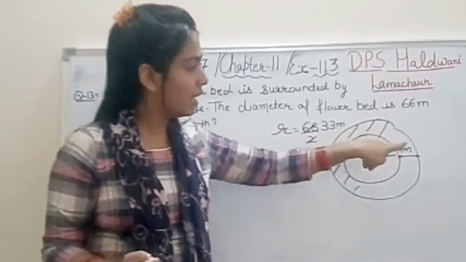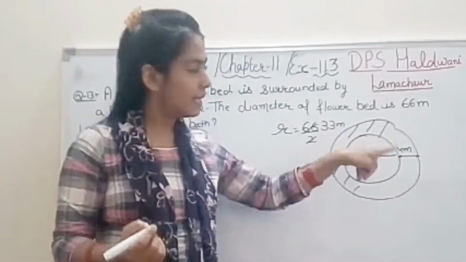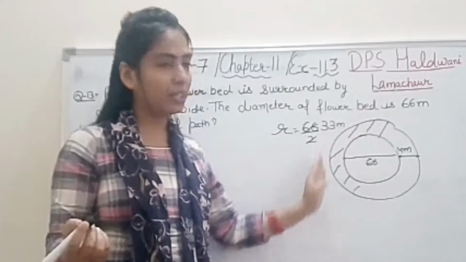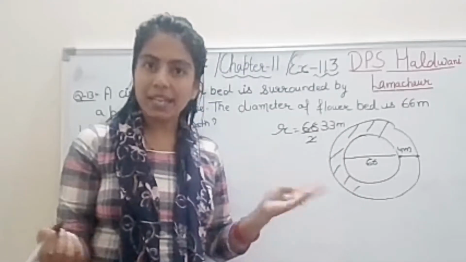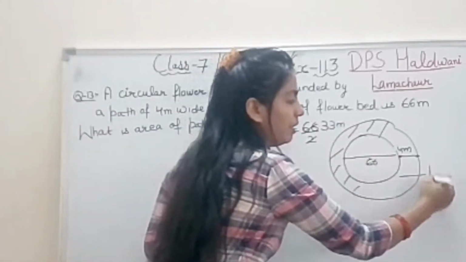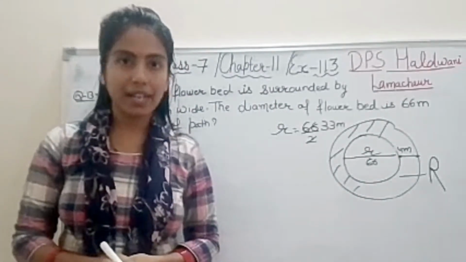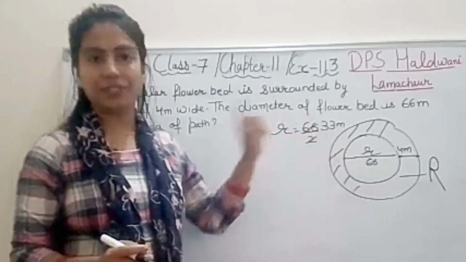This path area, how will you find it out? There is only one method: outer area minus inner area. And both are circles. So outer is also pi r square, inner is also pi r square. For the outer one R will be capital, but for the inner one r will be small. Right? So the small r we know is 33 meter.